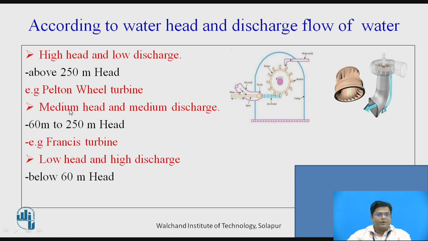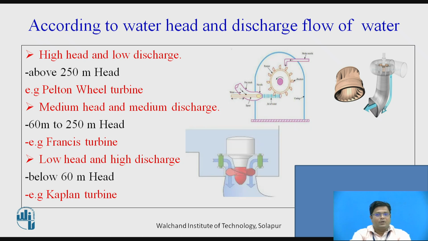And next, second one is medium head and medium discharge. If the water head is between 60 meters to 250 meters, then that turbine is called medium head and medium discharge. An example of that turbine is the Francis turbine. So this is the image of the Francis turbine. Next, low head and high discharge. If the water head is below 60 meters, then that turbine is called low head and high discharge. An example is the Kaplan turbine, and this is the image of the Kaplan turbine.